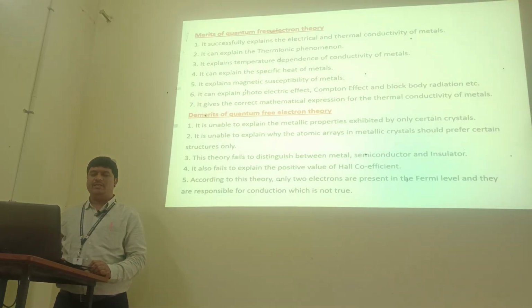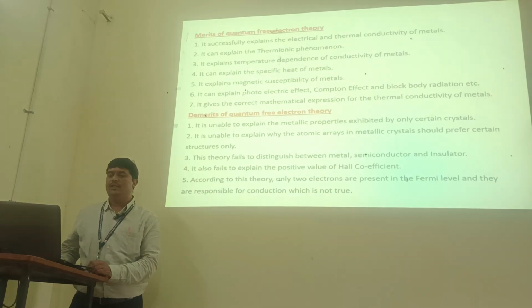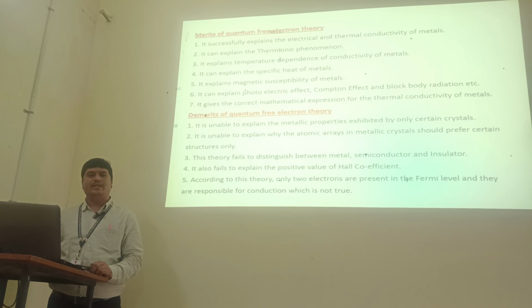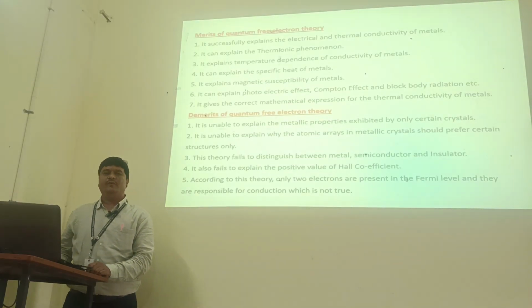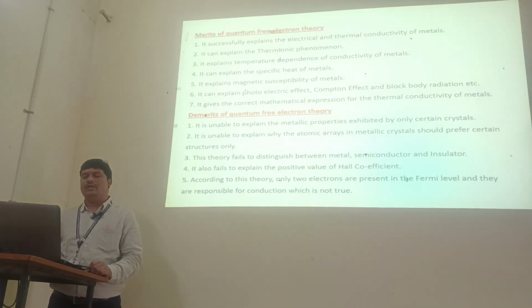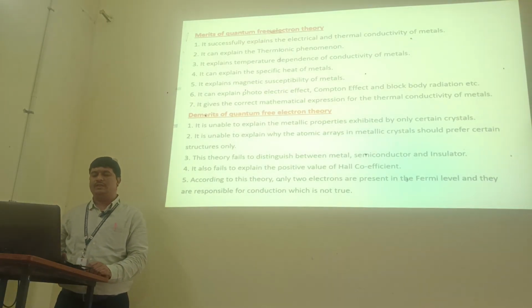Demerits. It is unable to explain the metallic properties exhibited by only certain crystals. It is unable to explain why the atomic arrays in metallic crystals prefer certain structures only. This theory fails to distinguish between metals, semiconductors, and insulators. It fails to explain the positive value of the Hall coefficient. Here also, according to the theory, only two electrons are present in the Fermi level and they are responsible for conduction, which is not true.